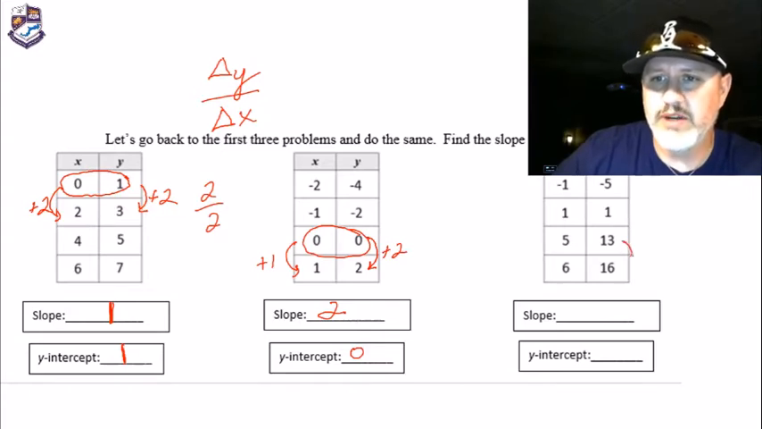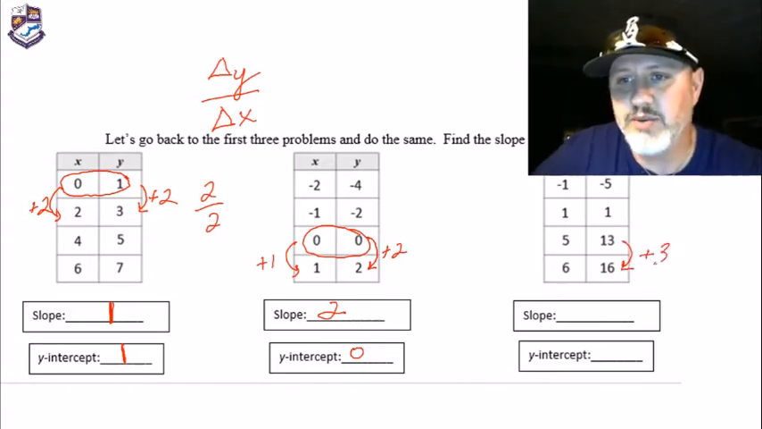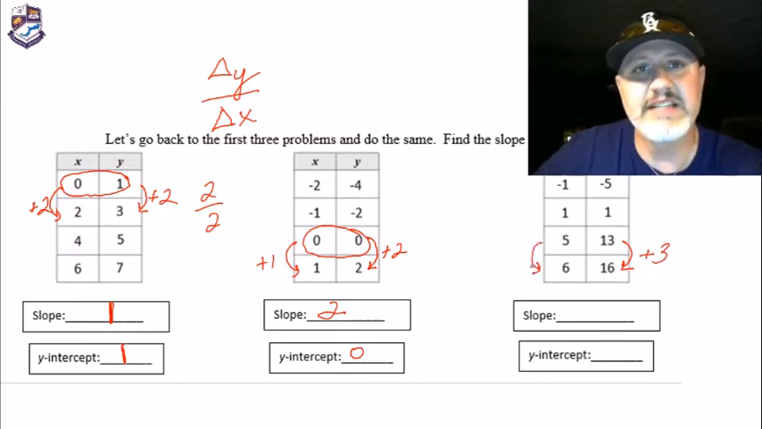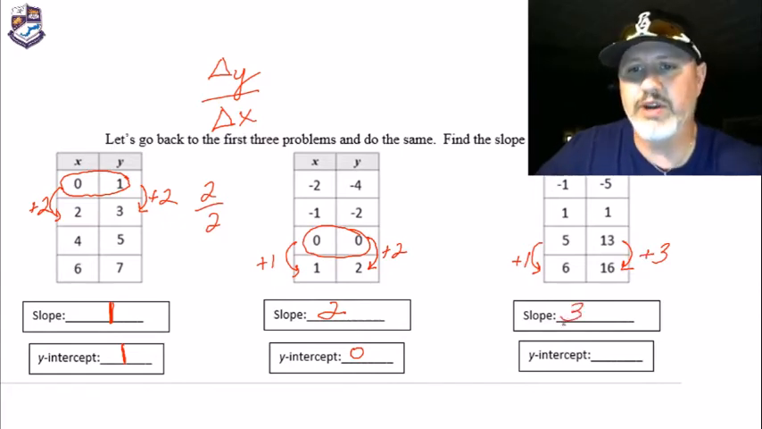Let's pick 2 easy points. Let's just pick these 2. 13 and 16, that's plus 3. And 5 to 6, that's plus 1. So rise over run, 3 over 1. My slope is 3. And what's my y-intercept?